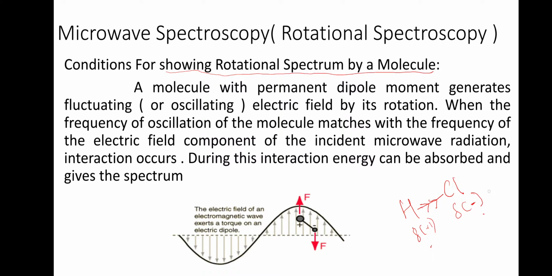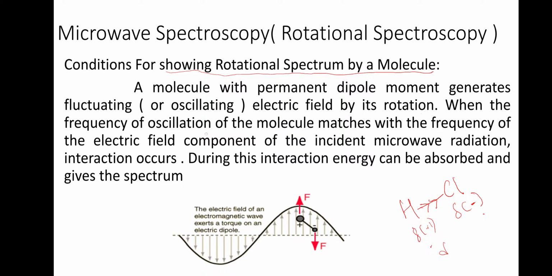So this type of molecule, even if it is at rest, that is not in a magnetic or electric field, during rotation has some moment. That is what is known as dipole moment. So a molecule with a permanent dipole moment generates a fluctuating electric field by its rotation. When it rotates, an electric field is generated. That electric field moment is what we call the dipole moment.